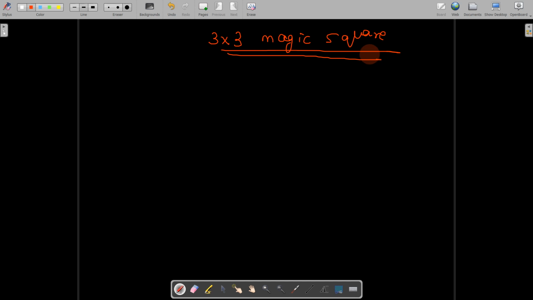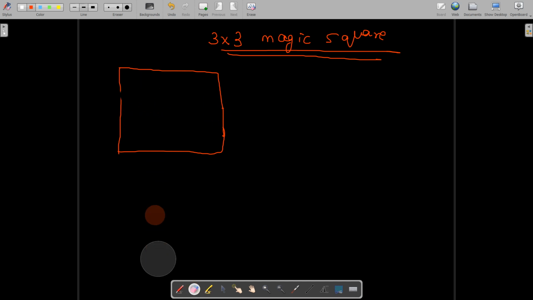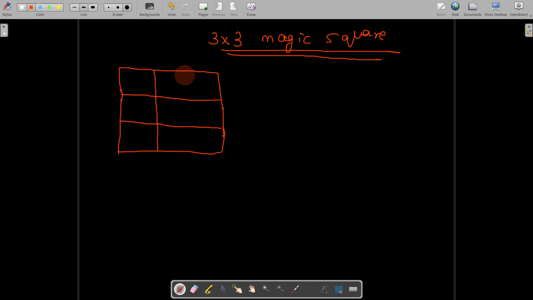Okay, so you have a 3 cross 3 grid. That means a total of 9 cells will be there in this grid. 3 rows and 3 columns. We will label the rows 0, 1, 2 and the columns 0, 1, 2.